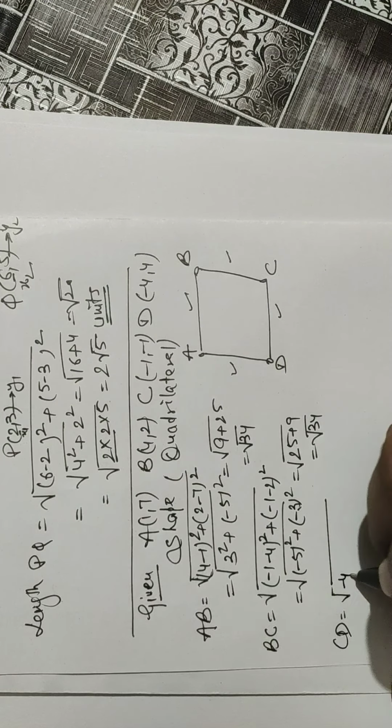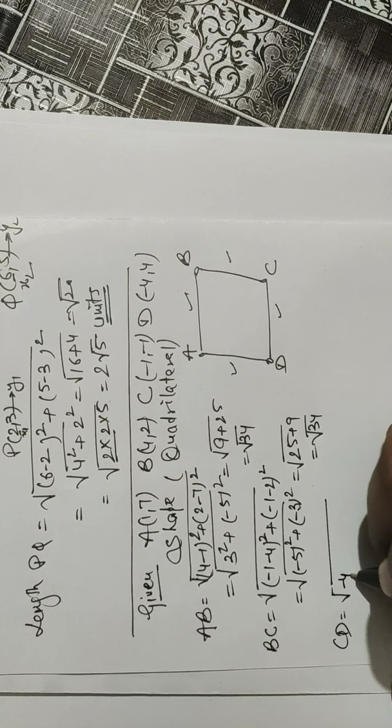So first of all, we are going to calculate diagonal AC. From C we are subtracting A: (-1) whole square, (-1 minus 7) whole square. It becomes square root of (-2)² plus (-8)². It becomes 4 plus 64, which is square root 68.